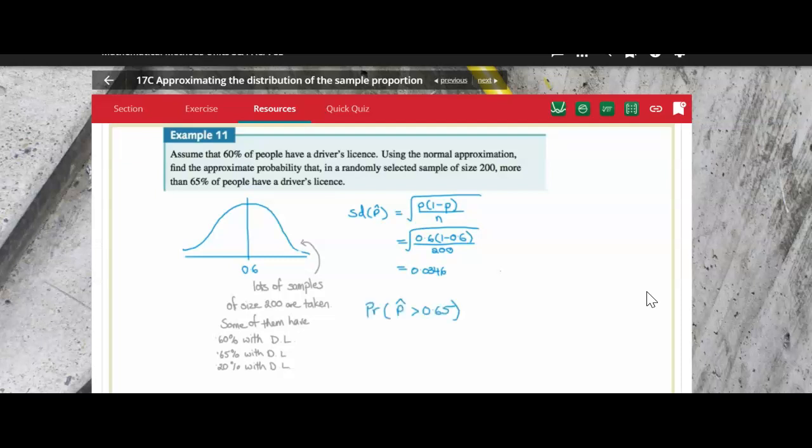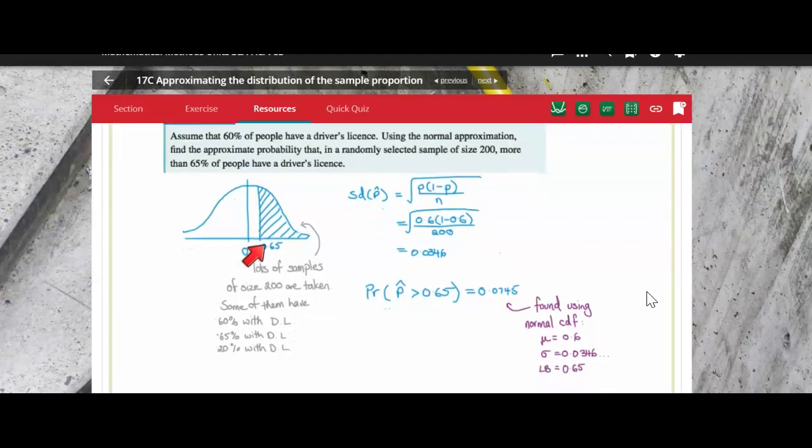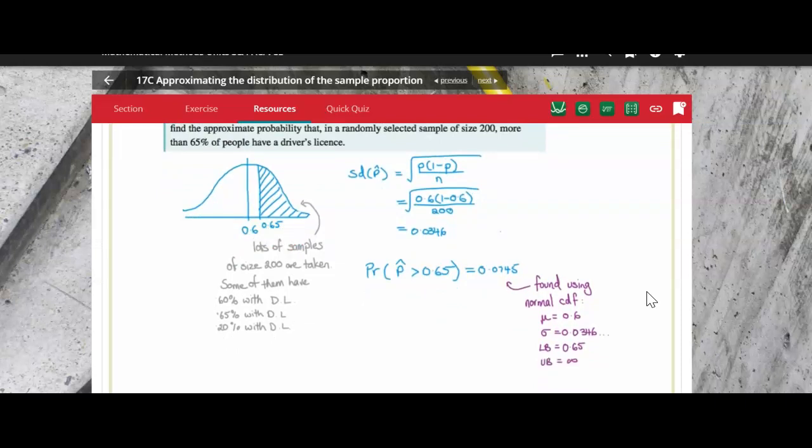0.0346. The question asks for the approximate probability that in one of these samples of 200, more than 65% have a driver's license. The answer is 0.0745. That would be found using normal CDF with a mean of 0.6 and a standard deviation of 0.0346, but make sure you use all the decimals available to you. The lower bound is 0.65 and the upper bound is infinity.